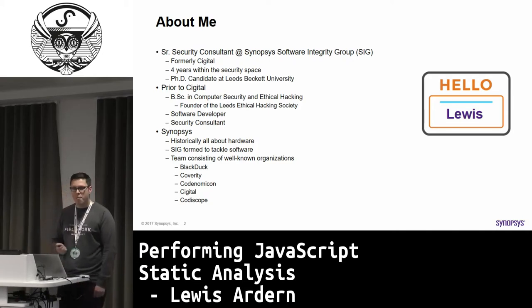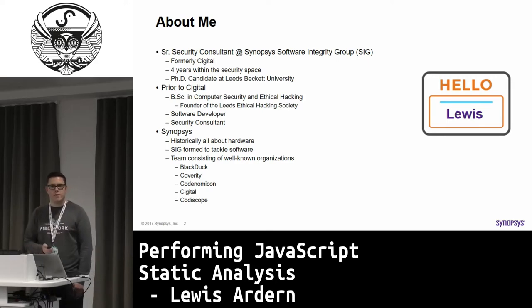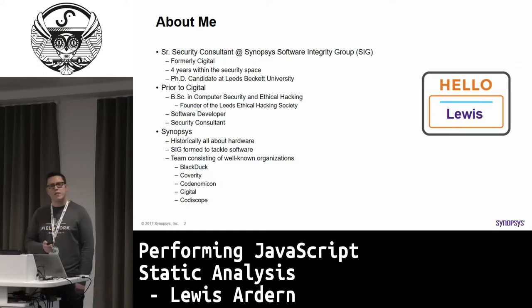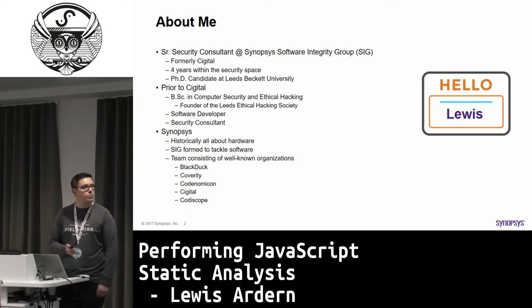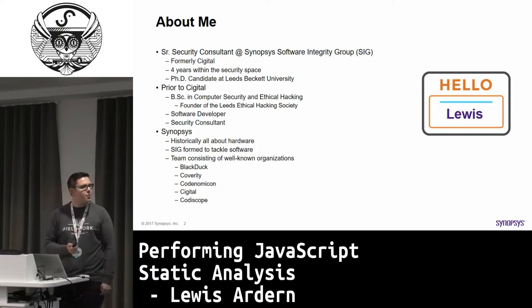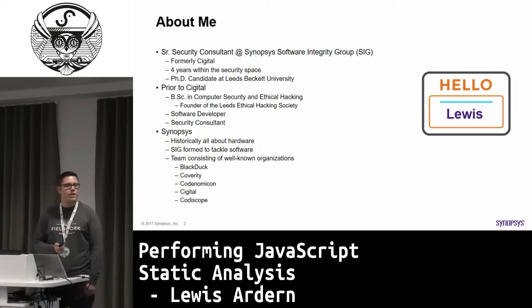So Synopsys primarily came from hardware, so the whole concept was silicon to software. The software integrity group was introduced to try and tackle some of the software security problems. The team consists of a wide range of different organizations that have been acquired over time, like Blackbox, which looks for things like privacy violations in third-party software. Coverity is a static analysis tool that identifies security vulnerabilities. Codenomicon is for things like fuzzing and looking at protocols.